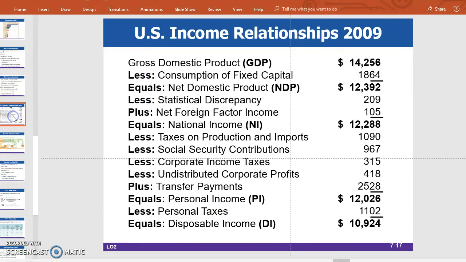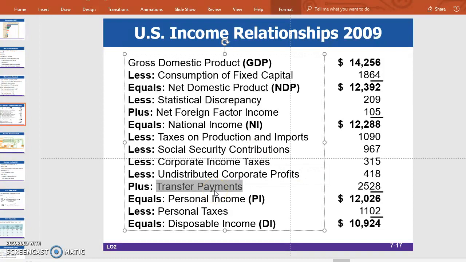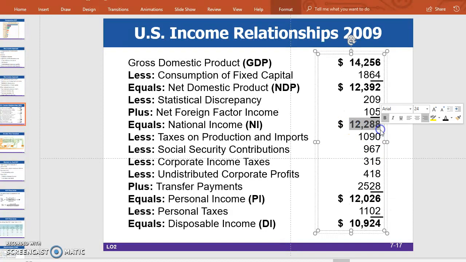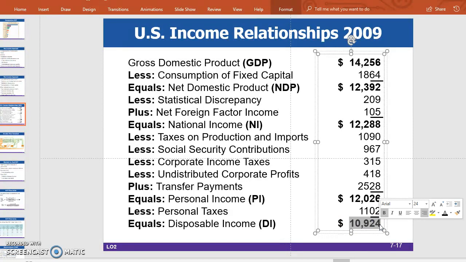Okay, now the next thing is what? One thing will be added: national income doesn't count transfer payments, right? But here in personal income, we will count those transfer payments. So we add transfer payments, and the result is what? Personal income becomes 12,026,000 million. National income was 12,288,000 million, right? Then we subtract personal taxes. Disposable income is 10,924,000 million. So PI is 12,026,000, personal taxes 1,102,000, and then disposable income is 10,924,000.